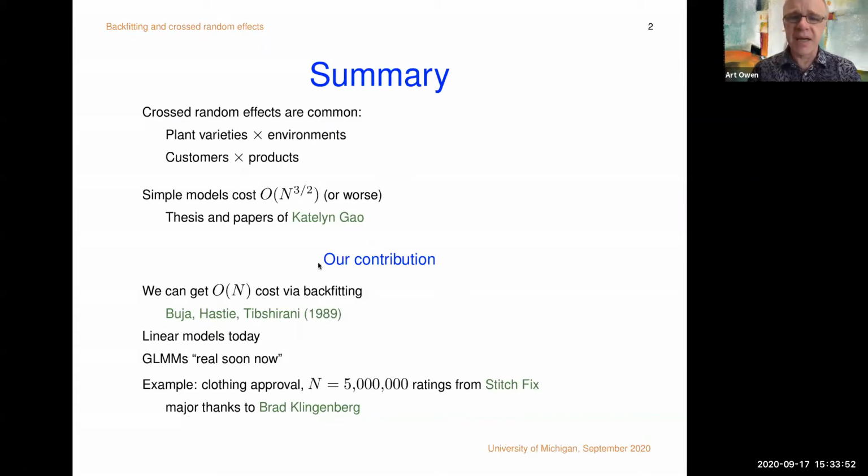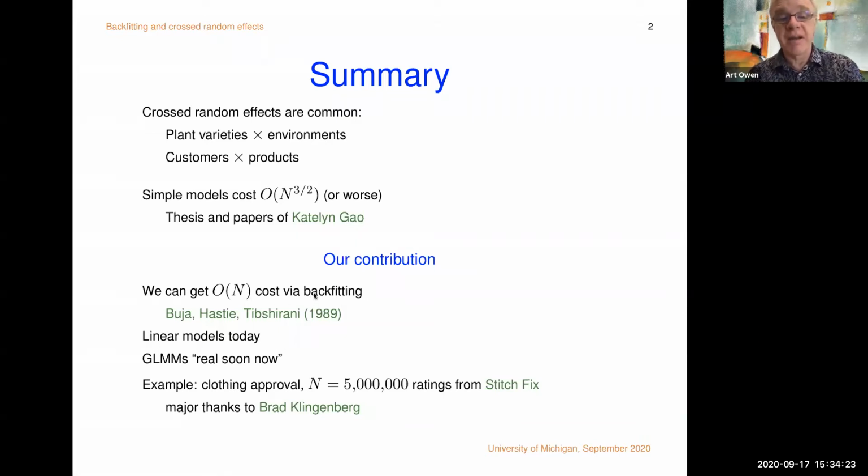And there's this nasty thing that even for a simple model, it's going to cost you n to the 3/2 work to compute it. My former student, Katelyn Gao, did lots of work on this, in her thesis and some of our joint papers. So n to the 3/2, that's bad luck if you want to go with big data. You can't tolerate n to the 3/2. I mean, you might even hate n log n. And what we're going to do is get it down to order n.